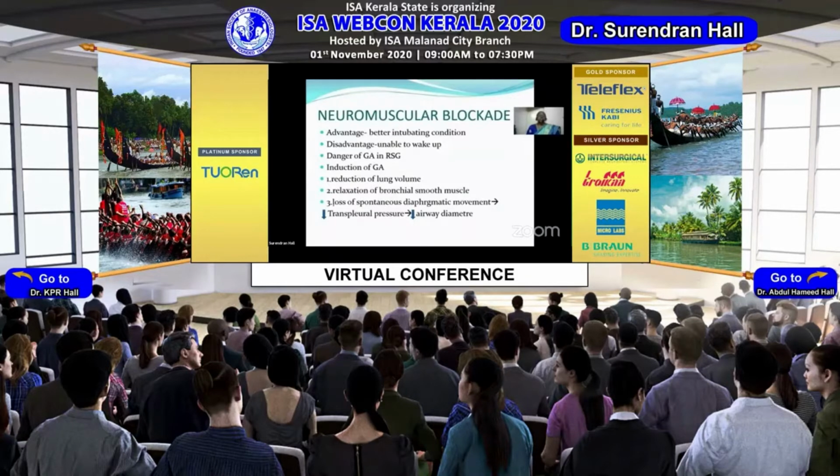But what are the advantages of neuromuscular blockade? It has the advantage that it provides better intubating conditions. However, the patient cannot be woken up if we are unable to intubate the patient. So this prevents most anesthesiologists from using a neuromuscular blockade. If a neuromuscular blockade is deemed necessary, a short-acting muscle relaxant like suxamethonium can be used.